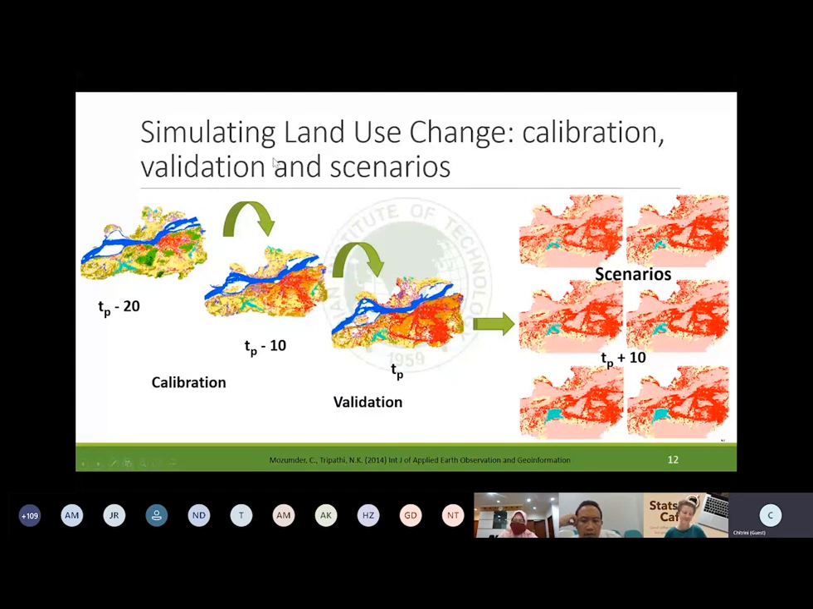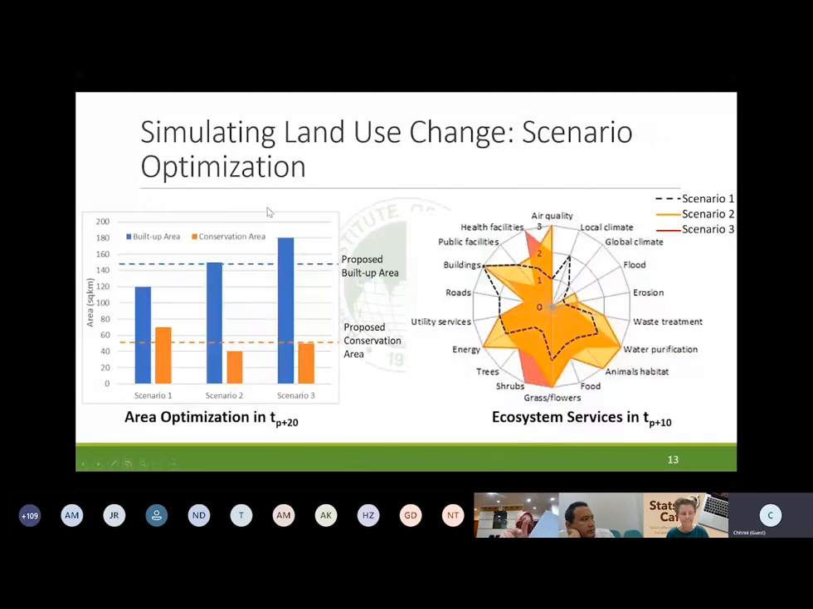So what I mean is to analyze land use changes and explore scenarios in the future. In this slide, for example, TP is the present date, and these are some previous years, which can be used to model the future, say, TP plus 10. In the scenarios, different scenarios can be compared. Not only that, we can see which scenario is the best for us, fulfilling our proposed goals.